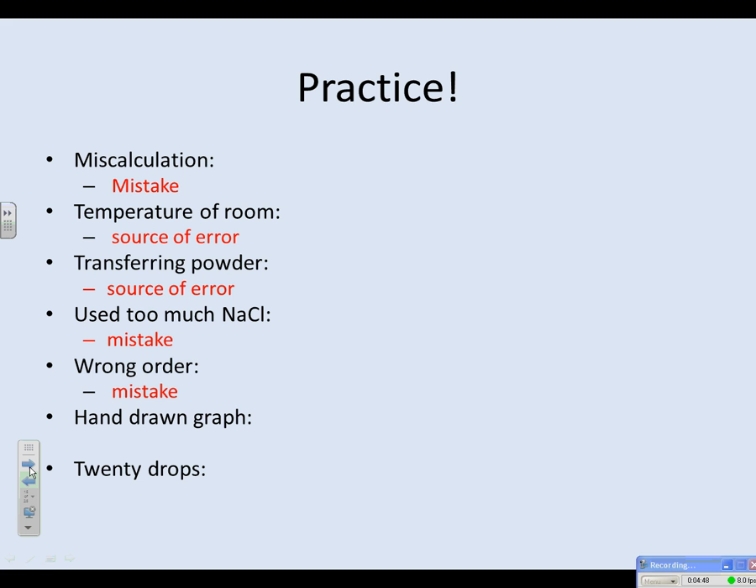Student compared the results of his hand-drawn graph and estimated the volume to be about 145. You estimated, you have a hand-drawn graph, so it's done by human means. That's just human error, so that's going to be a source of error. 20 drops of each solution were added to the reaction. You assume each drop's the same. It never is. It's not your fault. That's the dropper. There you go. That's another source of error.